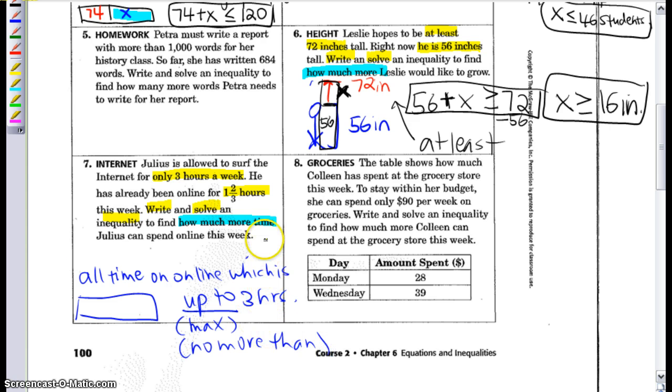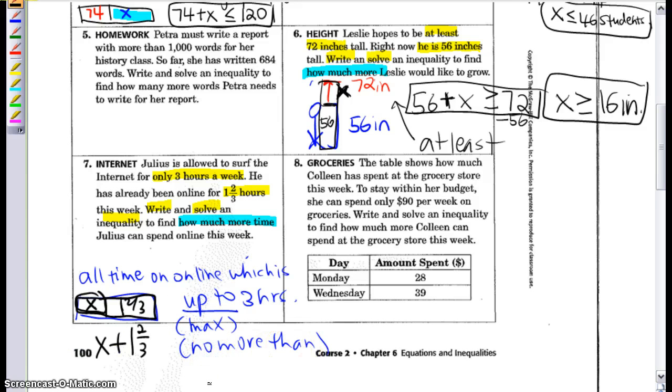So that's his cap. Now if I were to split this bar into 2 pieces, we know that part of the time already he's been online for 1 2/3 of an hour. We want to find how much more time he can spend, which would be this missing piece right here, so I'm going to label that as x, a variable. Now since that's all the time he could spend, if he were to spend some more time, plus the time he already spent, which is 1 2/3 of an hour, we know that that should total up to 3 hours, or be a maximum or no more than 3 hours.